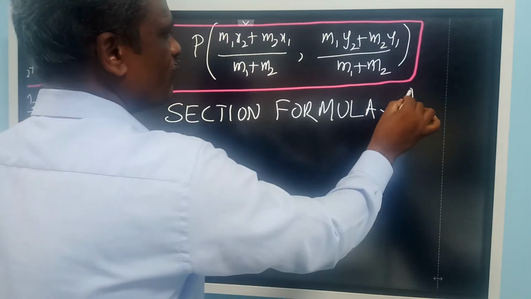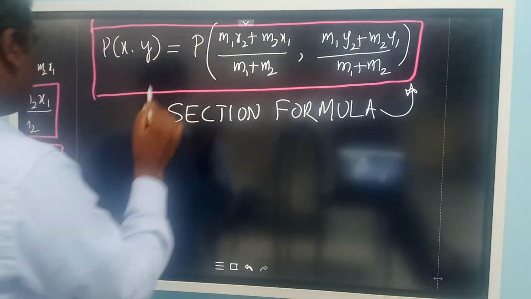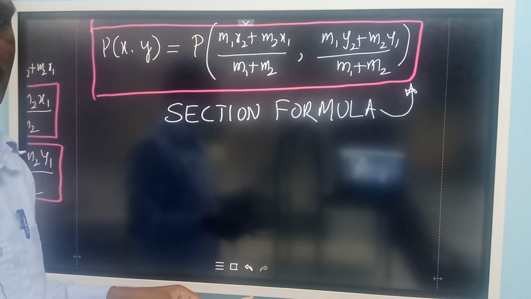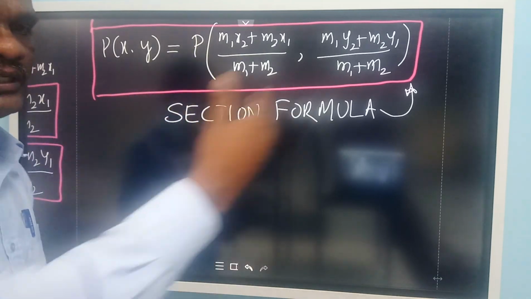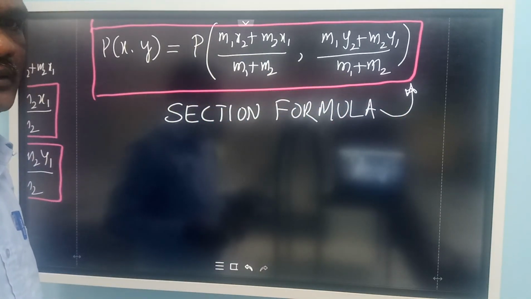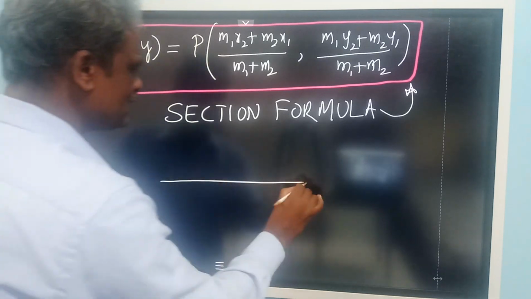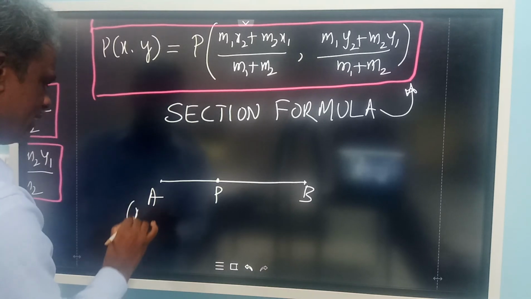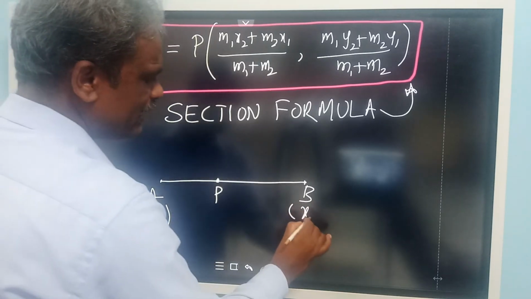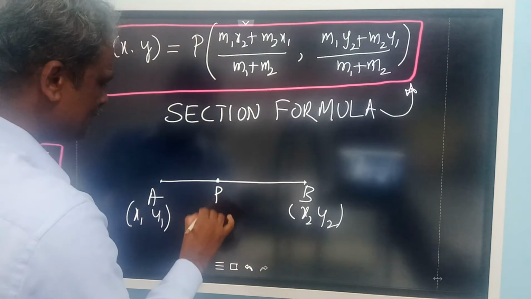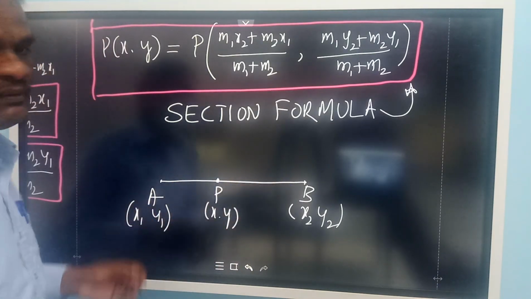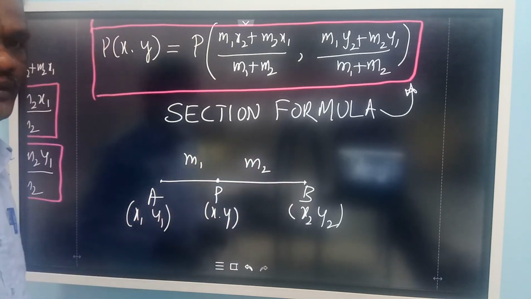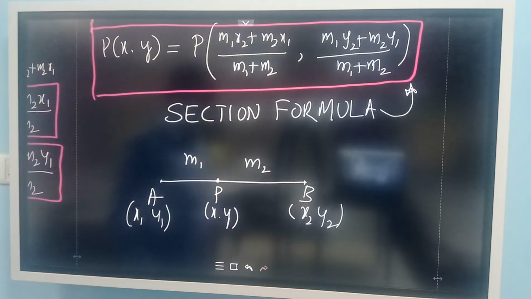So using this you can find out the ratio, point P, you can find out. Sometimes they will ask you to find out the ratio m1 by m2, or they ask you to find out the coordinates of one of the end points. Suppose here is a line segment A, B, and here is a point P, A is x1, y1, B is x2, y2, then this is x comma y. Sometimes you have to find out m1 is to m2. Okay, so very easy to remember this one.